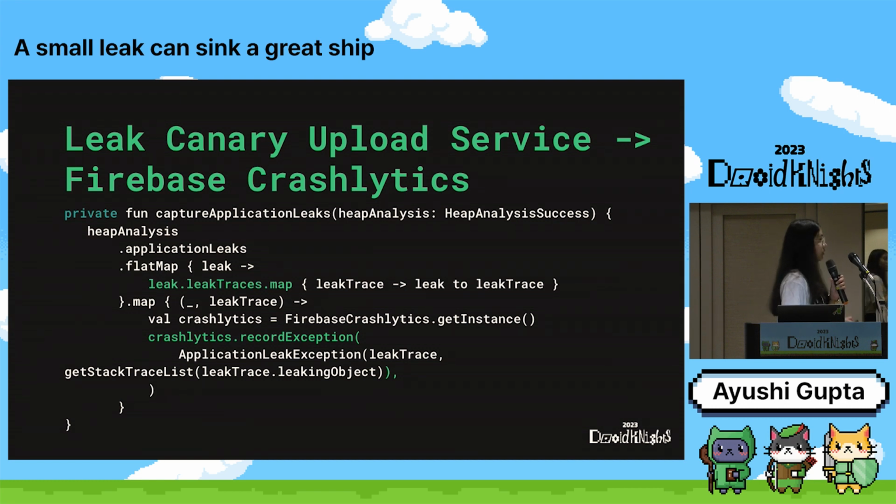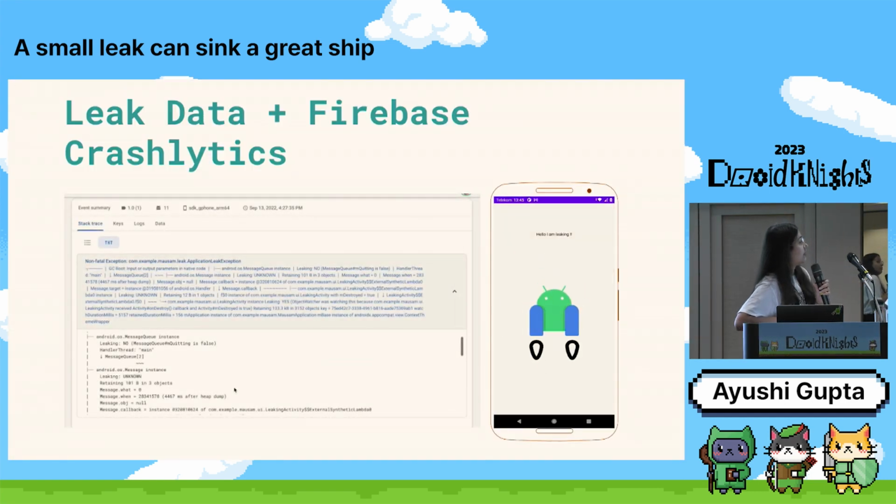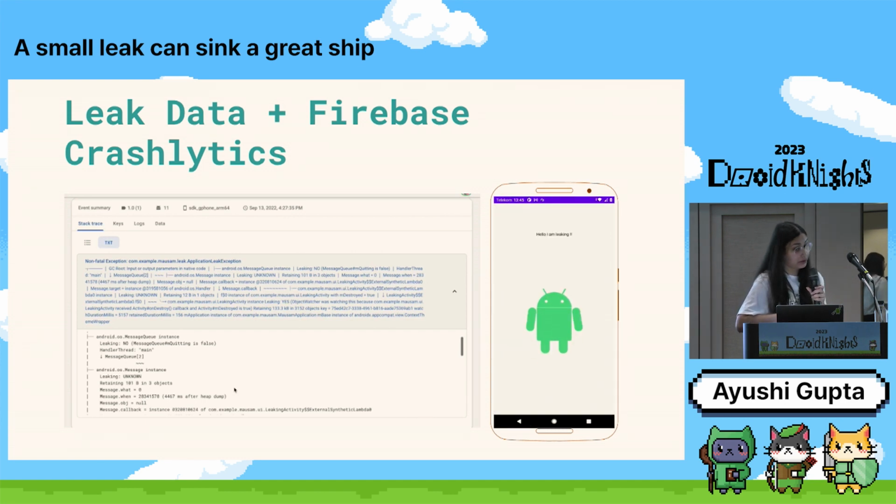If you talk about the code, it looks something like this. This is the captured heap analysis that I have, and then I'm going to use it like Crashlytics.recordException and have a non-fatal exception logged. So when you visualize it on Firebase Crashlytics, you can see the entire information, and you can read it in the same data format that you had earlier.